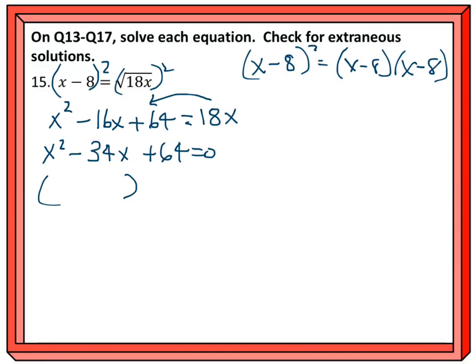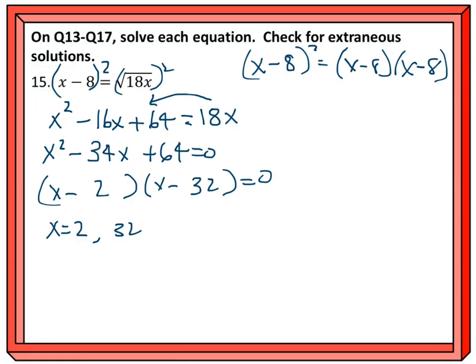Let's open ourselves up some parentheses. Alright, so I need to multiply up to 64 and add up to negative 34. So they're both going to be minus. How about 2 and 32? Right, 2 and 32. Okay, so this means x is equal to 2 or 32.